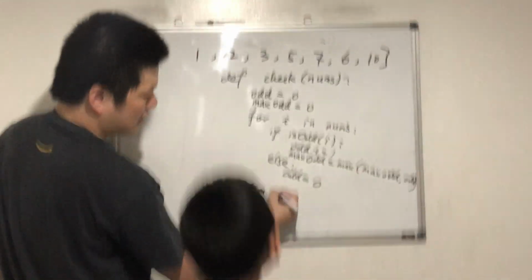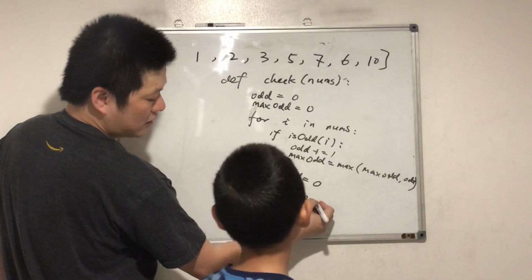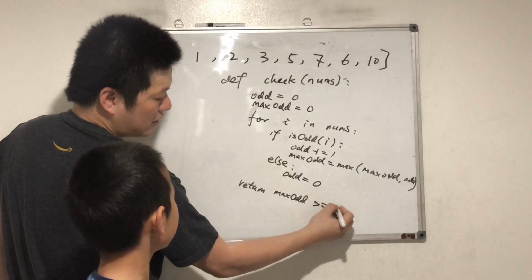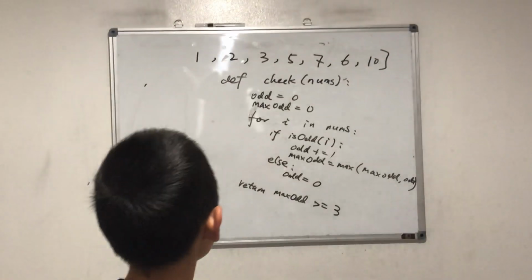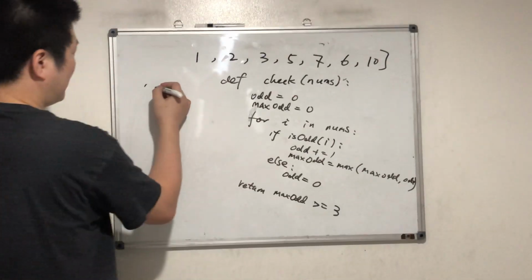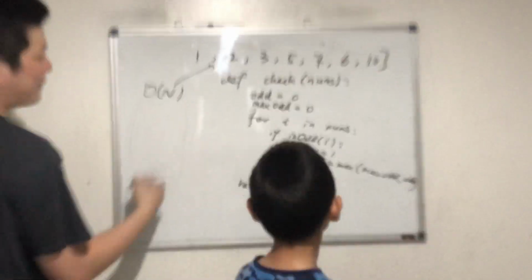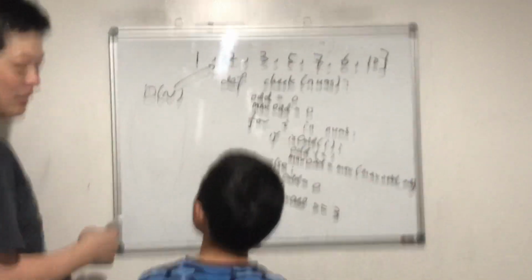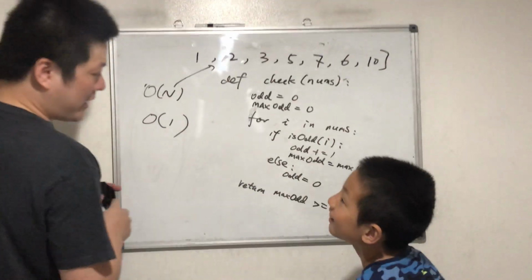And then what should I do at the end? Return max odd, bigger than or equal to 3. What's the space complexity? n is the number of numbers in the array. Are we using any space? O(1). Yeah, we're done. Be confident. Okay, we're done. You are very good here.